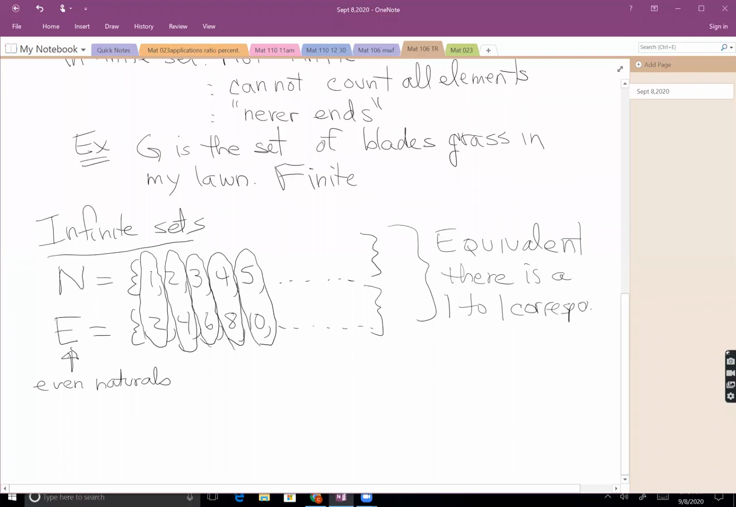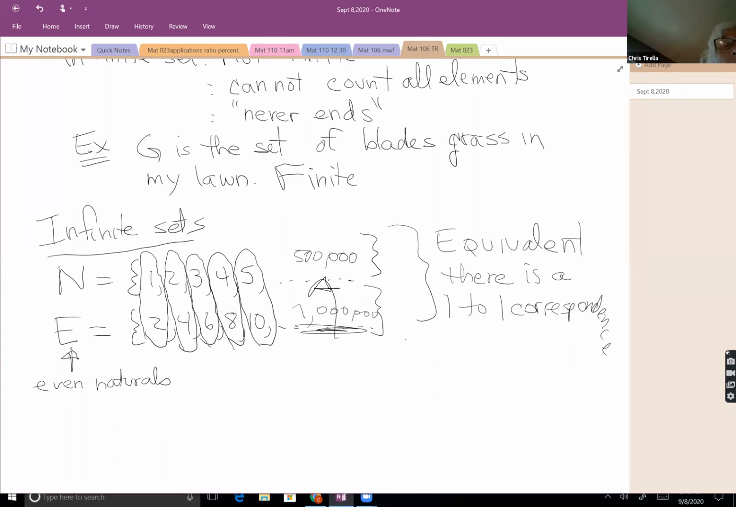Well, wouldn't the even numbers run out faster than the natural numbers? If I had an even number, a huge one, let's say 1 million, wouldn't that pair to half of it, 500,000? And any even number that I come up with, couldn't I pair it with a natural number? And every natural number that I came up with, let's say 1,000,001, couldn't I pair it with an even number? It's double, 2,000,002.